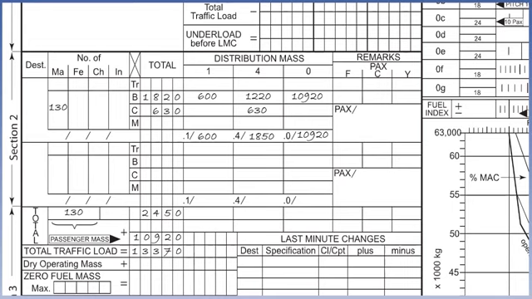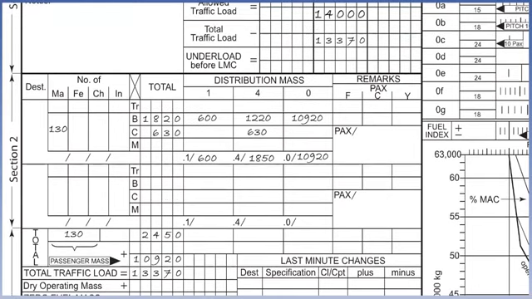The total traffic load must also be entered in section 1, in the total traffic load box. The underload can now be established by subtracting the total traffic load, 13,370 kilograms, from the allowed traffic load, 14,000 kilograms, which gives an underload of 630 kilograms to allow for any last-minute changes.